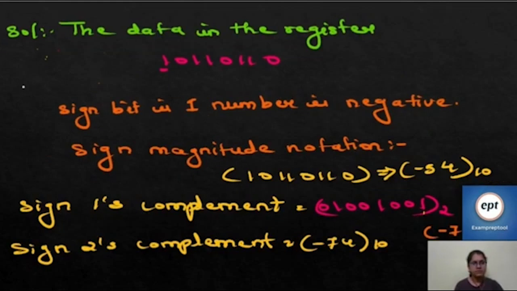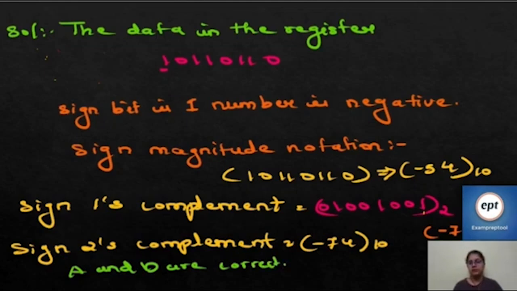Okay, so we will write it. A and D are correct. Okay, option A and D are correct. Okay, so this is hiding. So A and D are correct. Yes, it is visible now. So I hope you got the solution. Let's move on to the next question.